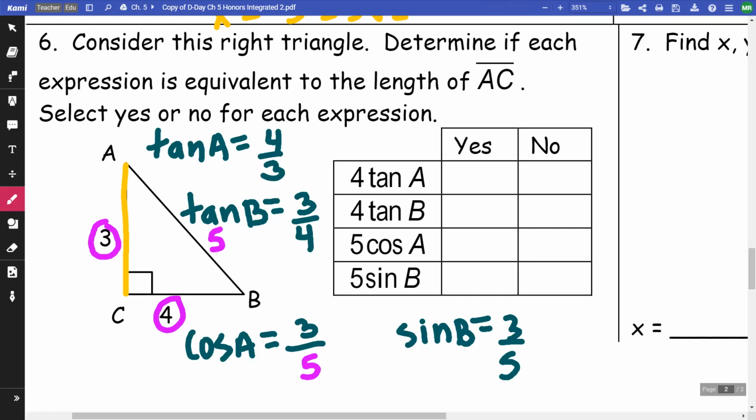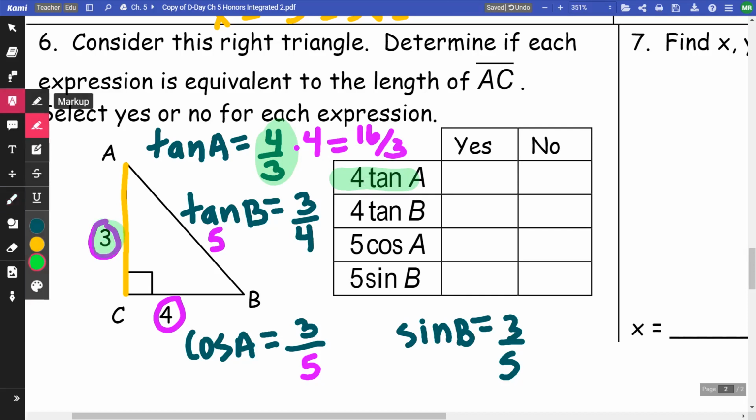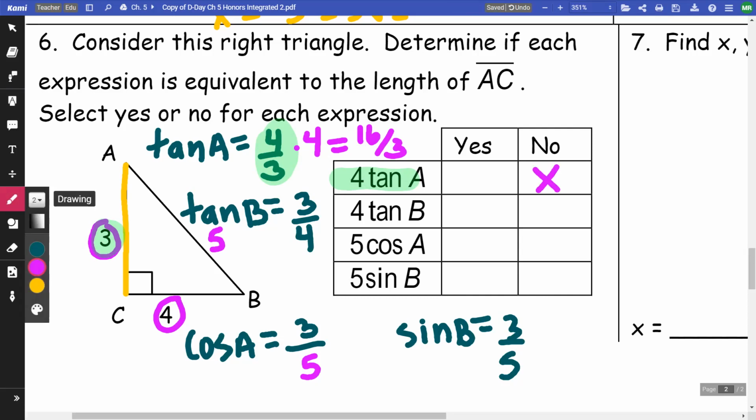So if I'm looking at this first one here, I am going to be taking this and I'm going to times it by 4. And when I do, I'm going to get 16 over 3, not the 3 that I want. This is what I want. That's what I want. It's not what I'm going to get. So this is a no.